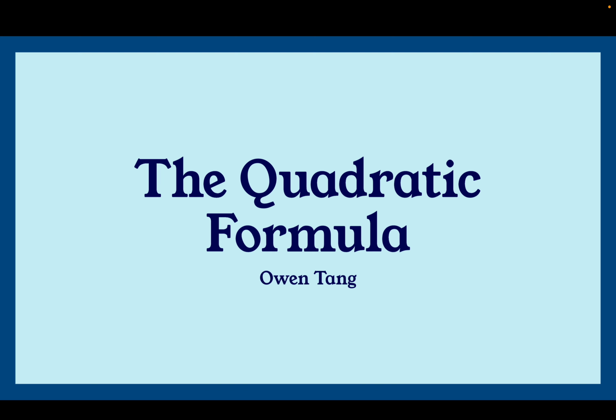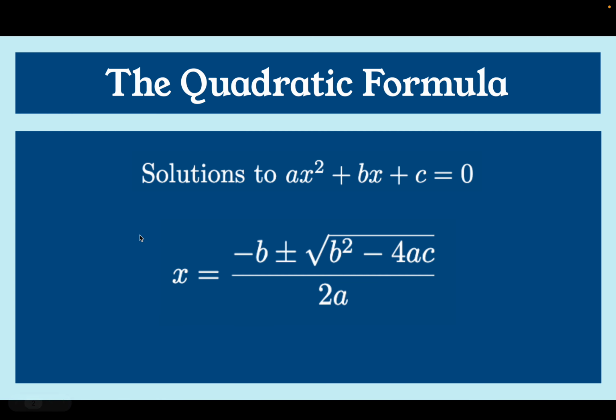In this lecture, we will be going over the quadratic formula, what it is, and how to derive it. The quadratic formula serves as an equation to find solutions to the equation ax squared plus bx plus c equals 0. It goes as follows. x is equal to negative b plus or minus the square root of b squared minus 4ac all over 2a.